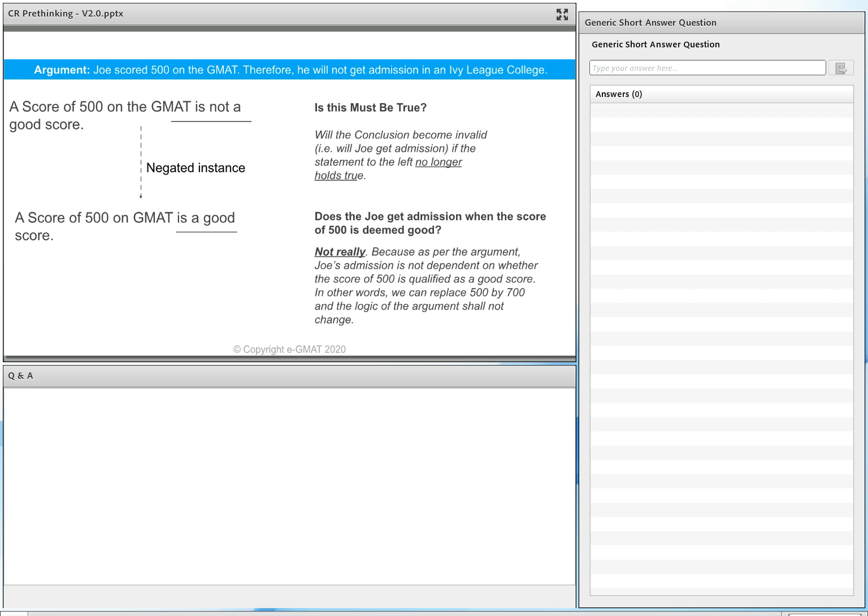If that becomes true, then you really say, hey, will Joe get admission? Does my conclusion break down? The answer is not really. Why? Because in this argument, the answer is not predicated on whether a score of 500 is considered a good or a bad score.